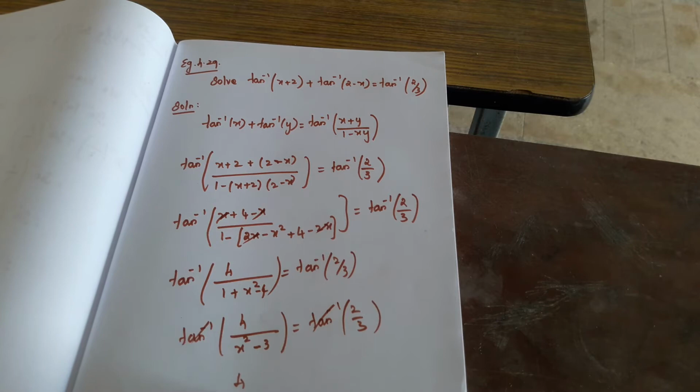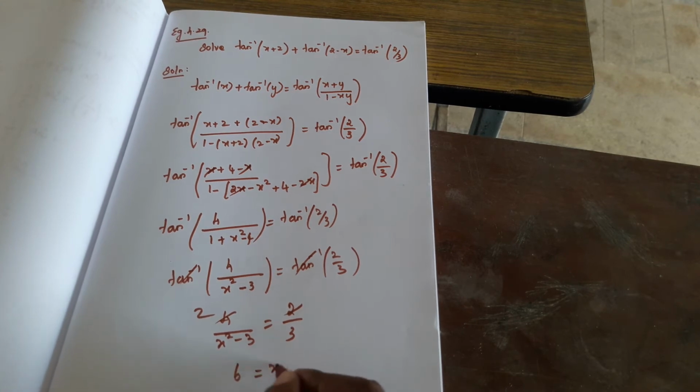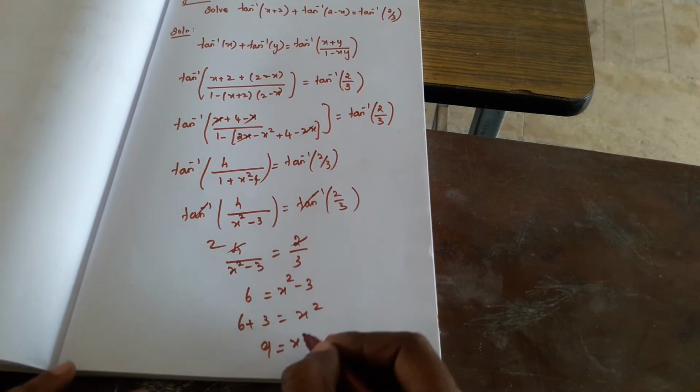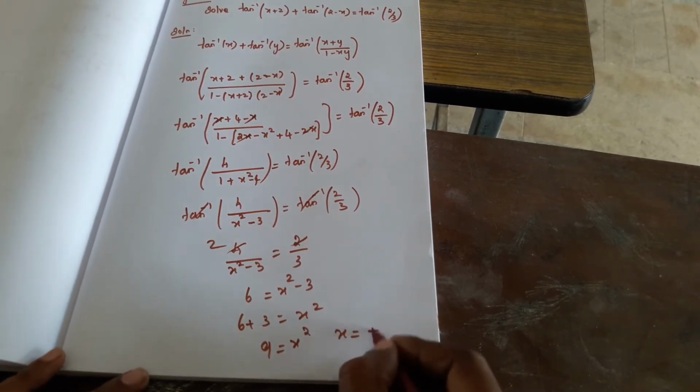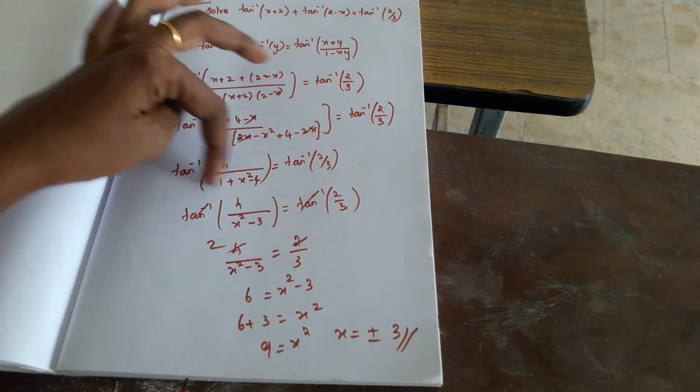So 4 by x square minus 3 equal to 2 by 3. Here also you can cancel 2. So cross it, 6 is equal to x square minus 3. So 6 plus 3 equal to x square. So 9 is equal to x square. So x is equal to plus or minus 3. Understand? So I just applied the formula and simplified.